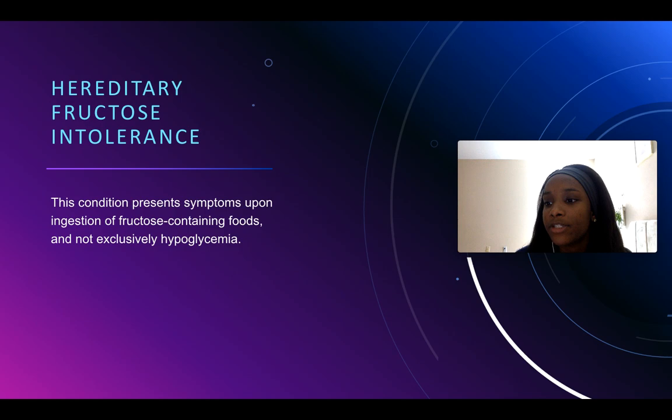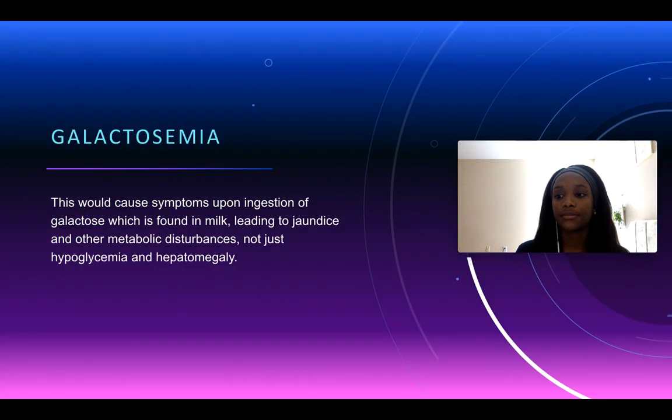This condition presents symptoms upon ingestion of fructose-containing foods, like nausea, vomiting, and jaundice, and not exclusively hypoglycemia. So we can rule that one out. Galactosemia. This would cause symptoms upon ingestion of galactose, which is found in milk, leading to jaundice and other problems like refusal to eat, vomiting, sepsis, and other symptoms, not just hypoglycemia and hepatomegaly.